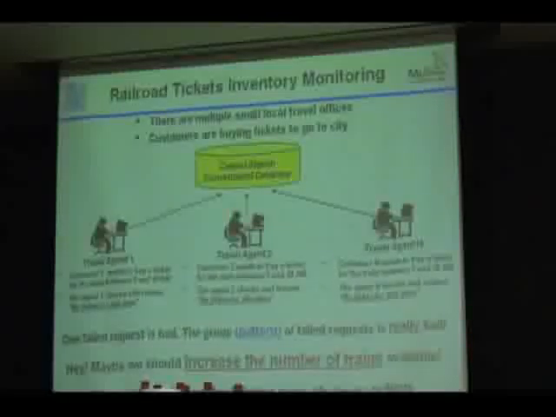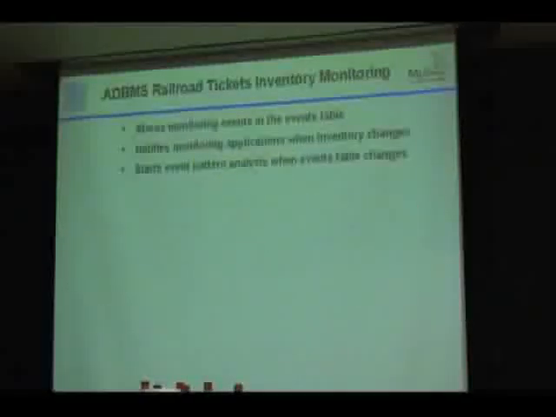Now let's see what happens if we bring ADBMS into the railroad ticket monitoring system. First, we get some benefits. The first benefit will be instantaneous notification of all applications when a ticket is sold. Agents no longer have to request information. They are automatically in sync with the central inventory after each change. Second, once the events are stored in the database, they are available for event pattern analysis. And such analysis would instantaneously find a problem with the schedule.